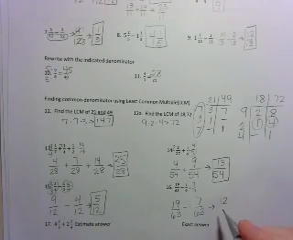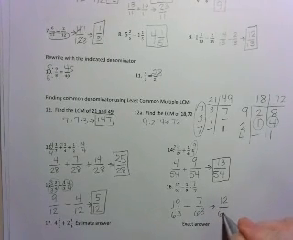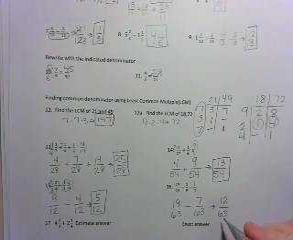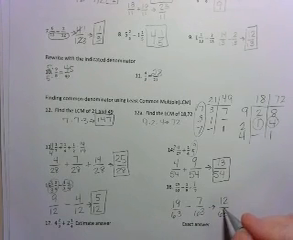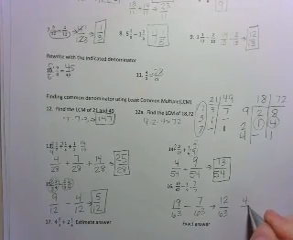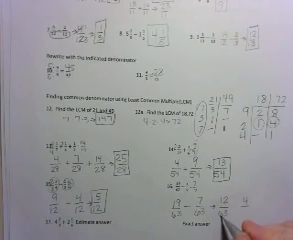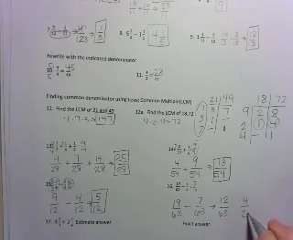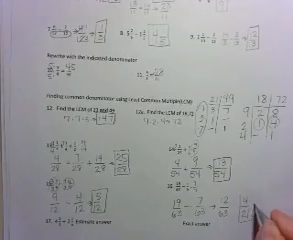gives me 12 over 63, and that reduces. 3 goes into both of those. 3 goes into 12 4 times. 3 goes into 63 21 times.